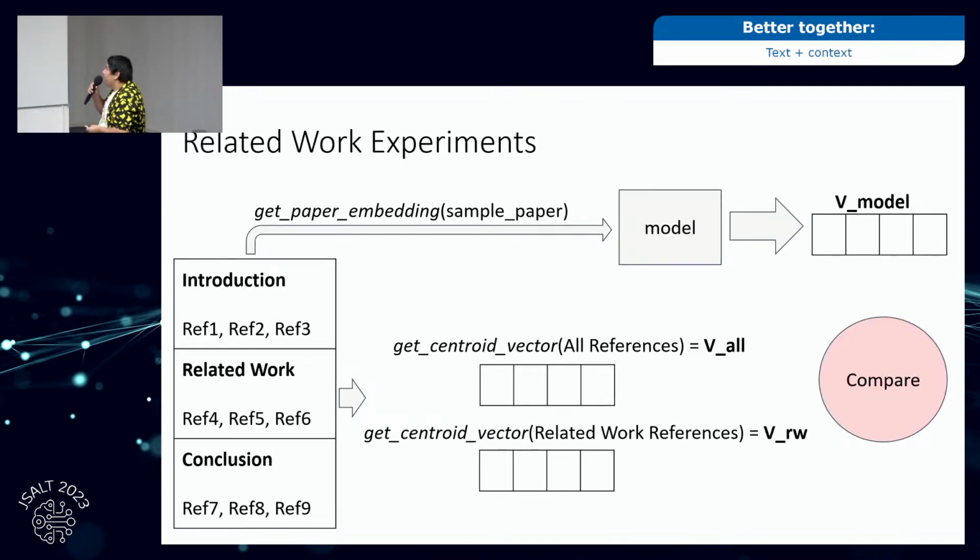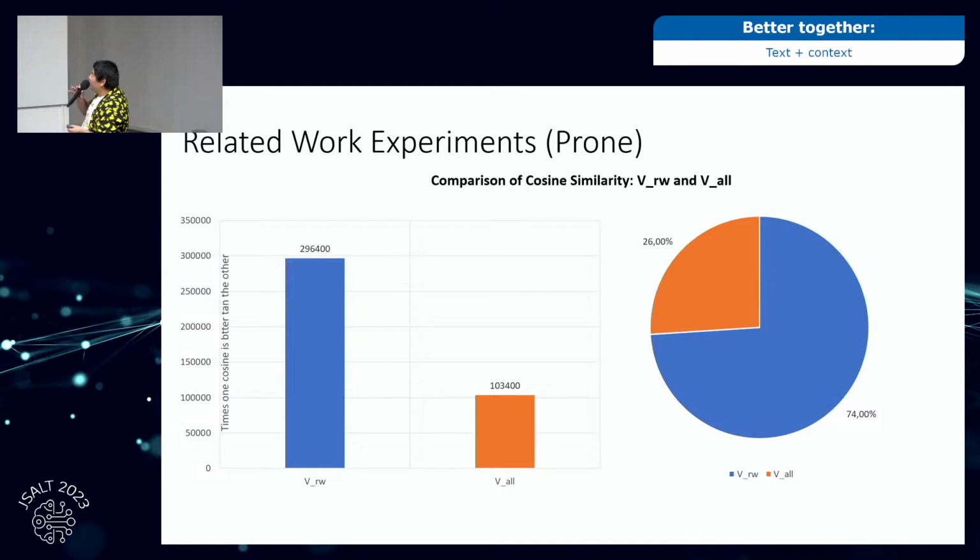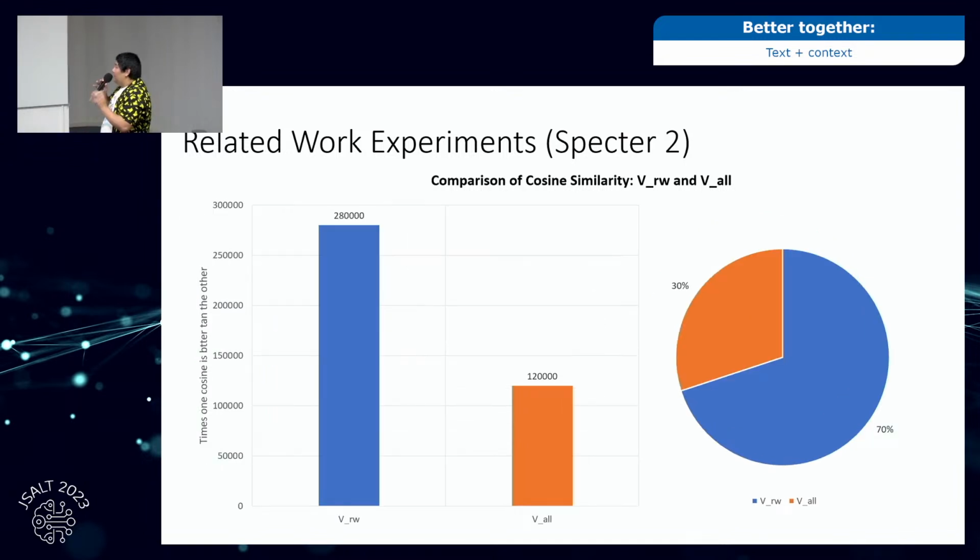Now, in this experiment, first get the B model. The B model is the vector of the PRONG and SPECTER models that represents my paper. And BOL and BRW are only using a centroid vector. Then we compare using cosine similarity. In this graph you can see that using related work references is 74% better, and using all references is very interesting, but it's only in the PRONG case. Using SPECTER2 is similar: 70% of the time it is better to use only related work references than all references.